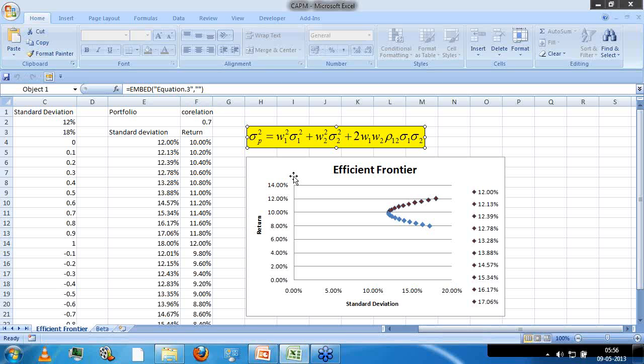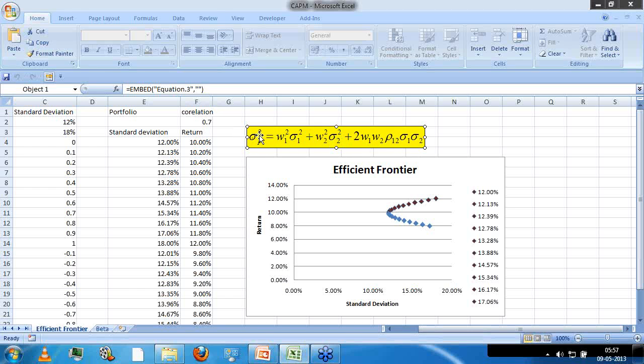So obviously correlation is also going to be an important factor when you are calculating the standard deviation of the portfolio. So if you have two assets, asset A and asset B, then the standard deviation of the portfolio is given by the following formula, the one which I have colored in yellow.